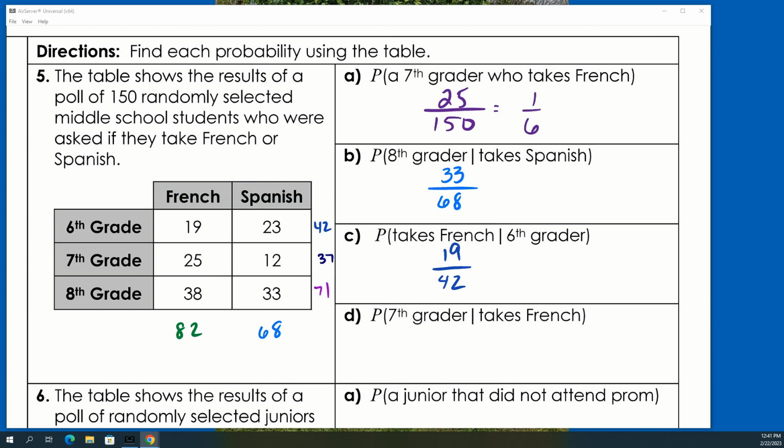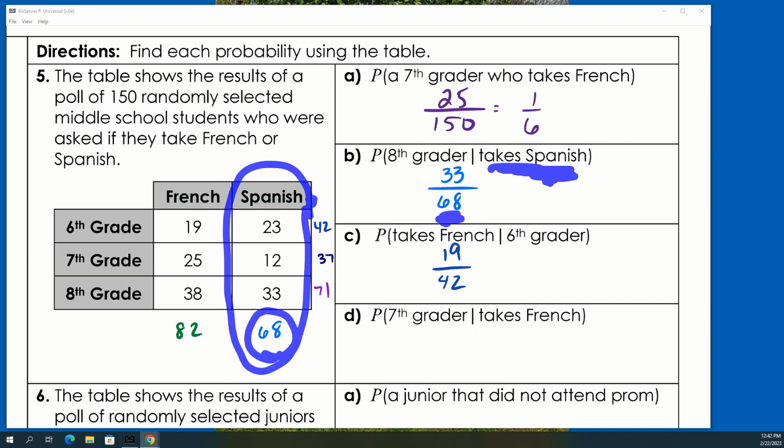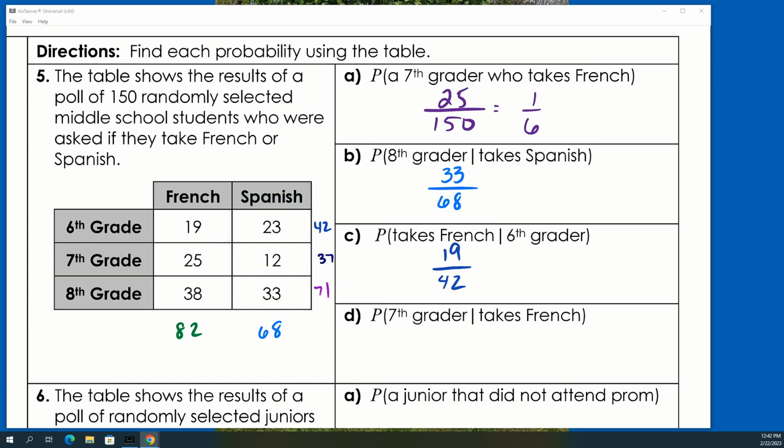Would B not be 71 on the bottom? So you look at what's second. So if we know they take Spanish, you look at the Spanish people. I know. That's the second thing you look at. So if you're doing the bottom, I always do the bottom first. And so it tells you they take Spanish. There's 68 people that take Spanish. Those are the people you're using. And then the 8th graders, you go to that number inside that column.